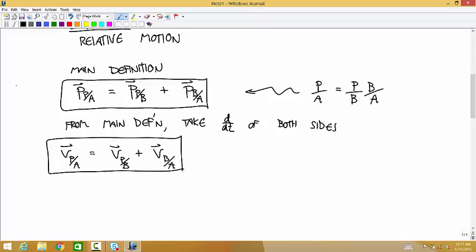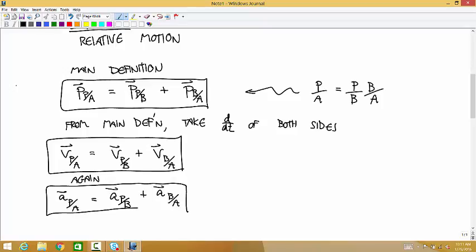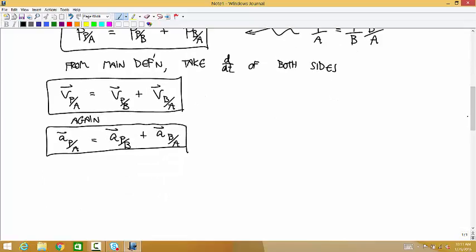Take another time derivative, and you get that the acceleration of P relative to A is equal to the acceleration of P relative to B plus the acceleration of B relative to A. And I'm pretty sure I said this at the beginning, but you got to keep in mind that these only hold for non-rotating coordinate systems.